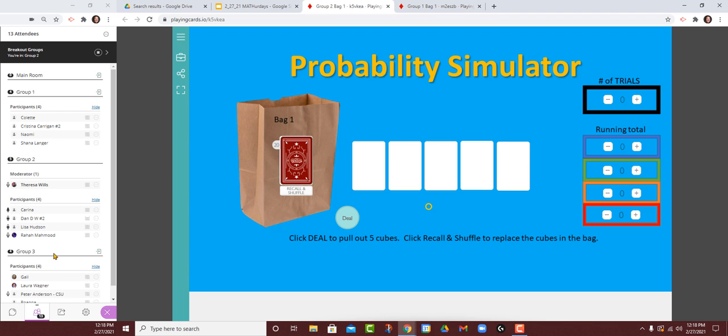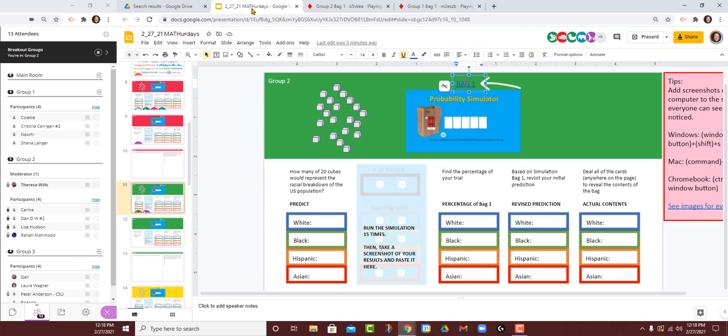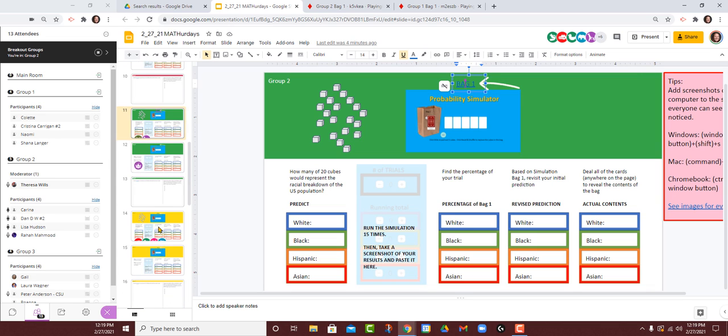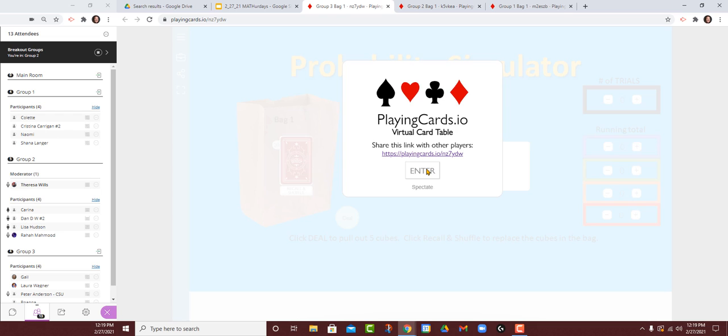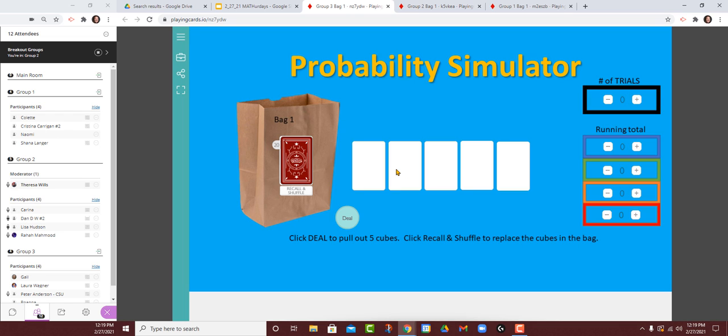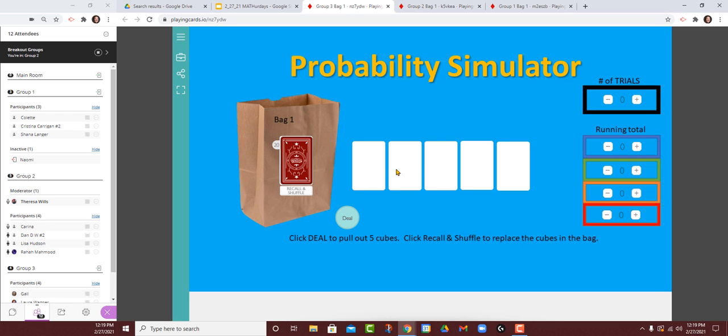We're bag 2. Okay, there we are. Bag 2. Group 2. Bag 1, bag 2. Okay, bag 1. So if we're all on the same link and I do something, is it like Google Slides, that my teammates would be able to see it? It is. Everyone gets to see it.